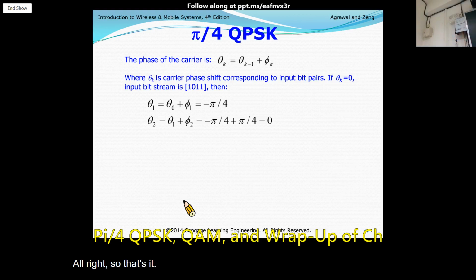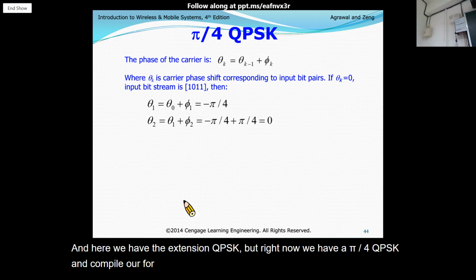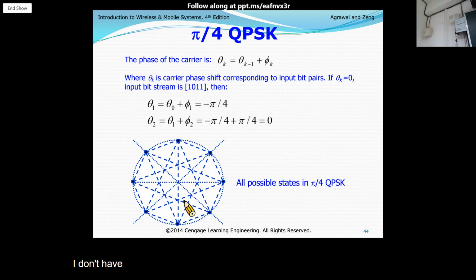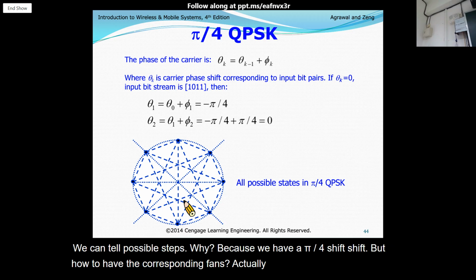And here we have the extension of QPSK, but right now we have pi over 4 QPSK. And pi over 4 QPSK actually contains all possible states. Why? Because we have a pi over 4 shift. But how to have the corresponding phase? Actually, we have the way to have the operation.